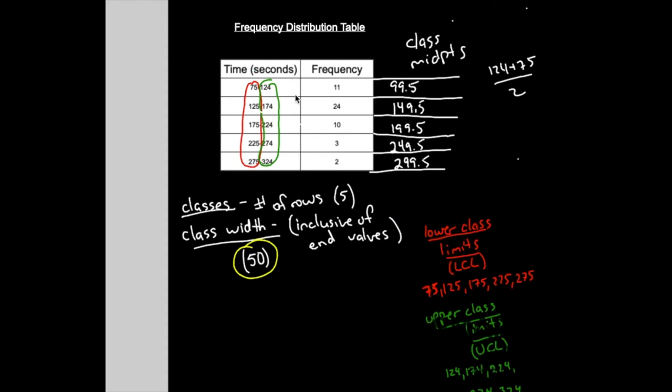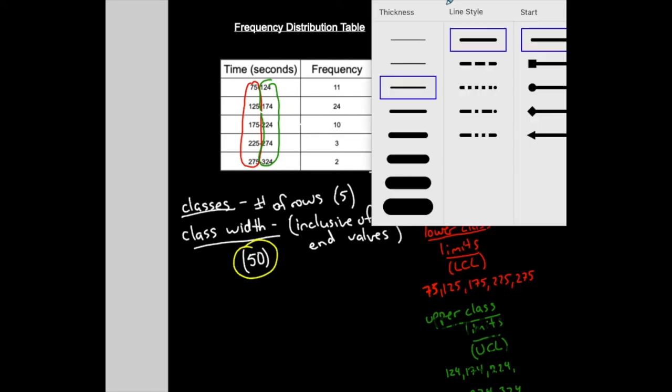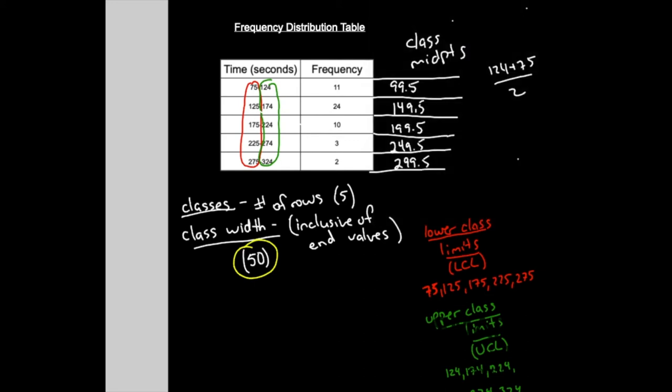There's one more thing I need to talk about, and this is literally just terminology when it comes to a frequency table. Last thing I want to talk about, what color am I going to use? Purple. Okay, terminology, class boundaries, and these are also exactly what they sound like.